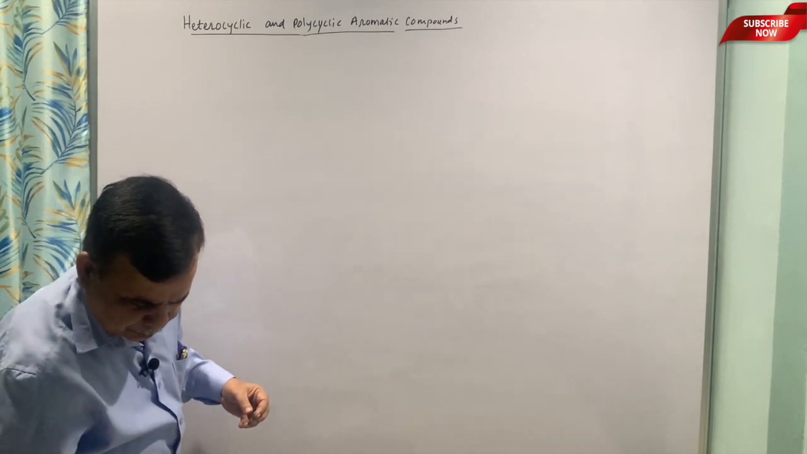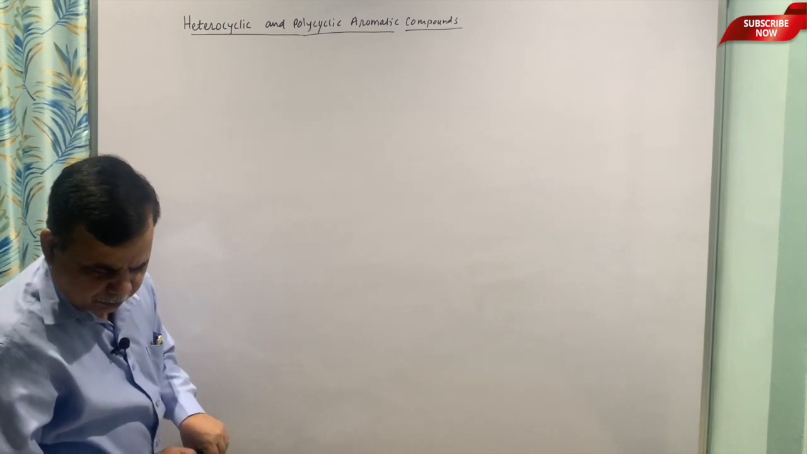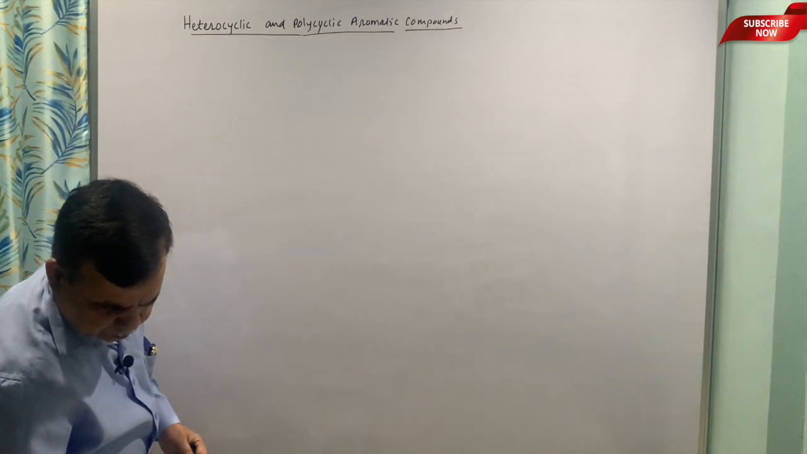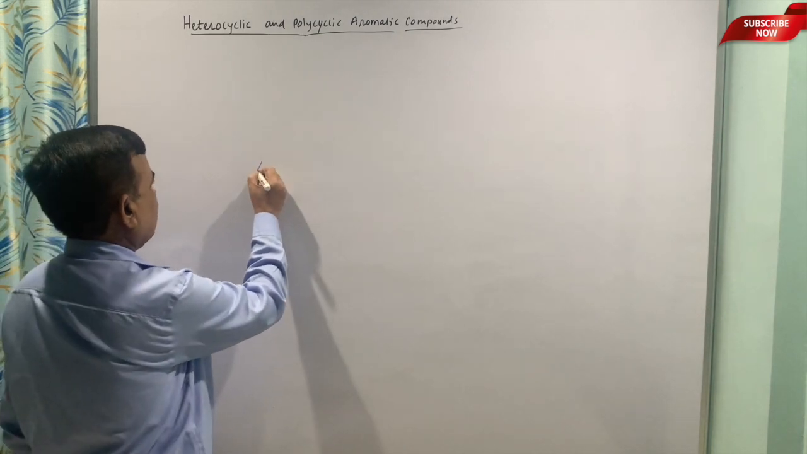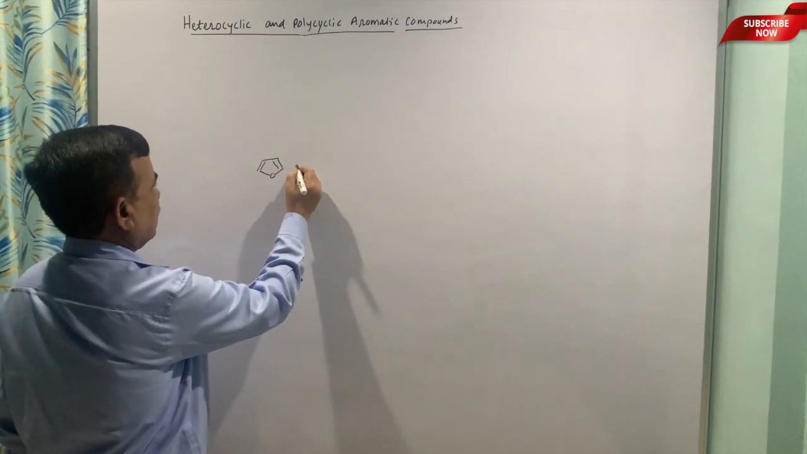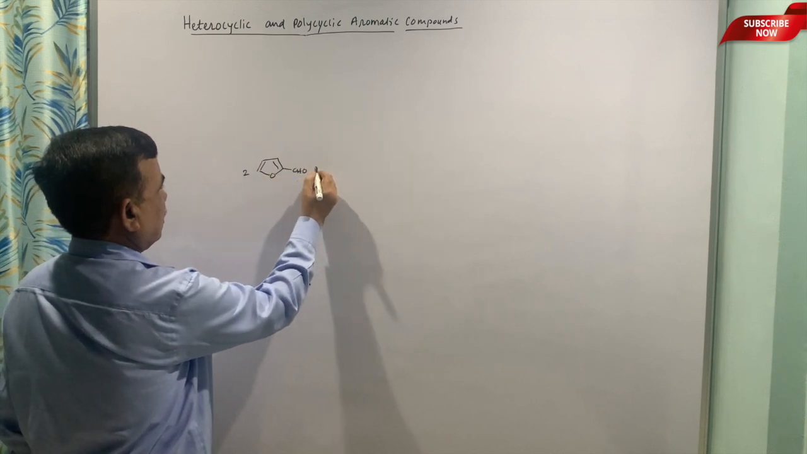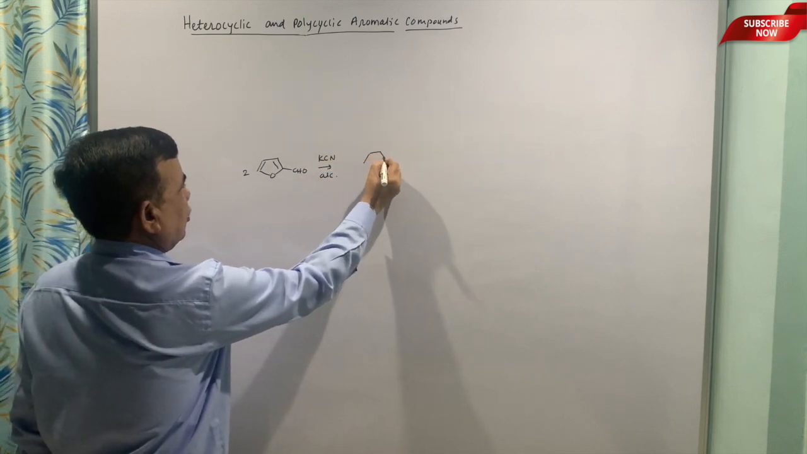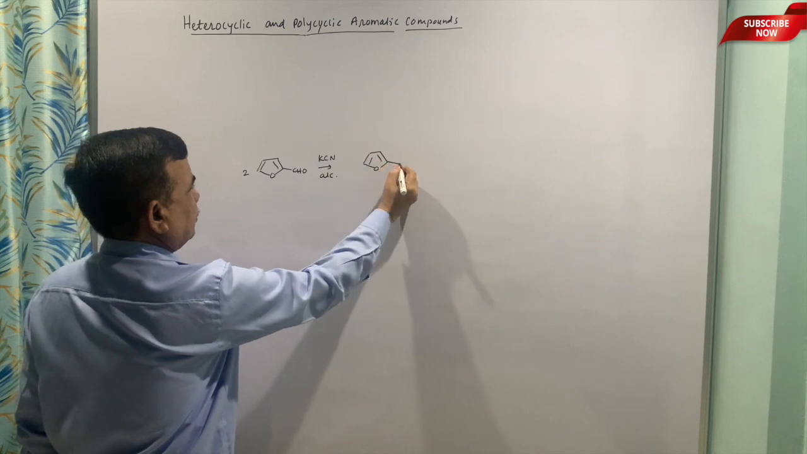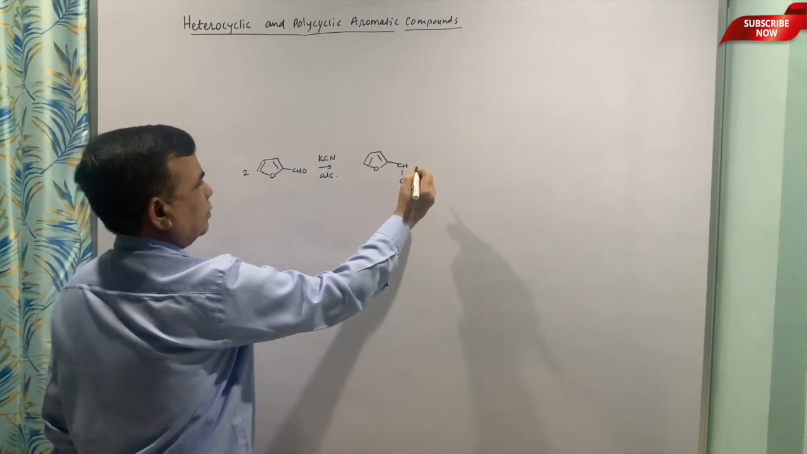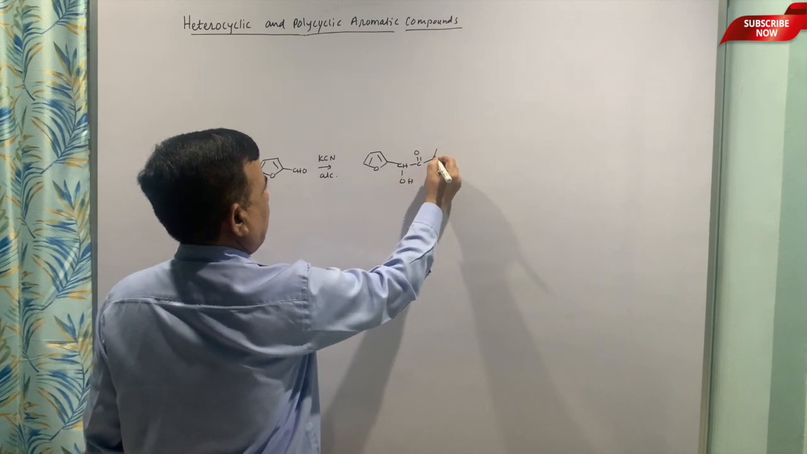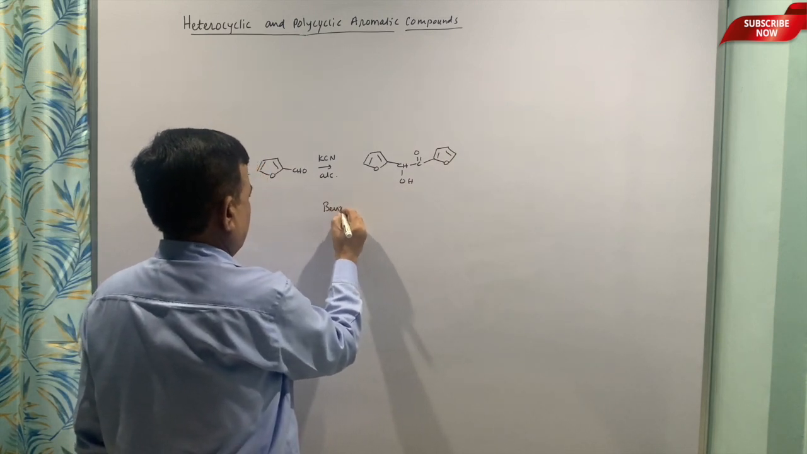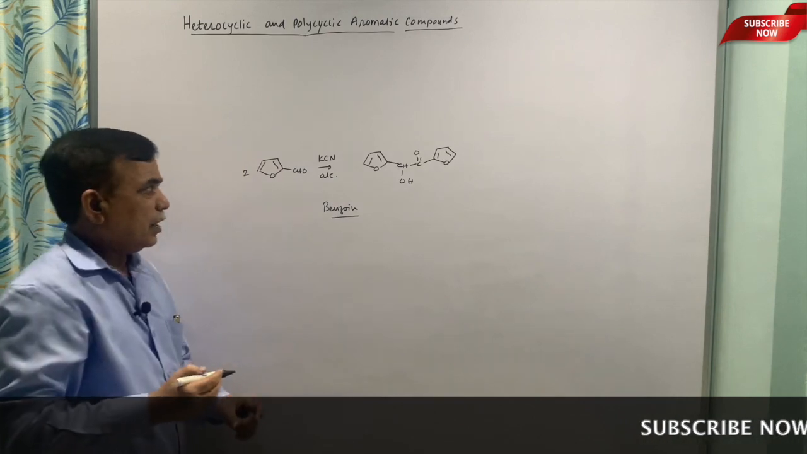I will just put one example, and maybe next time we will continue from here. Two molecules of this and KCN, alcoholic of course, and the product I will also put: CHOH, CO, and then another ring is there. So this is your benzoin type condensation, the benzoin condensation reaction.